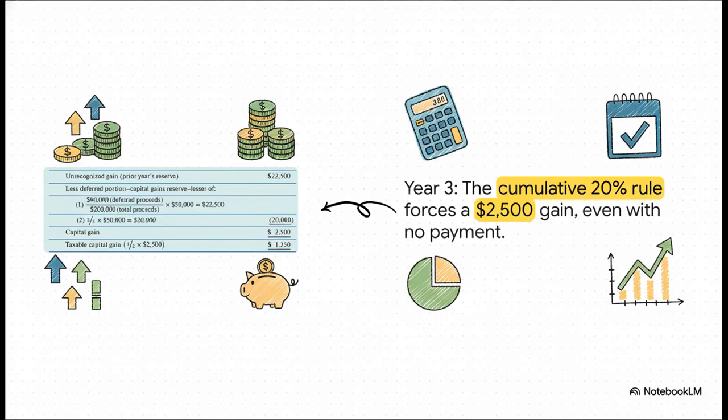Okay, now year 3. This is where that tricky rule comes into play. No payment was received. So you might think, great, no gain to report. But not so fast. Remember that cumulative 20% rule? By the end of year 3, we have to have reported at least 60% of the total gain. That rule forces us to recognize an additional $2,500, even though zero cash came in the door that year.